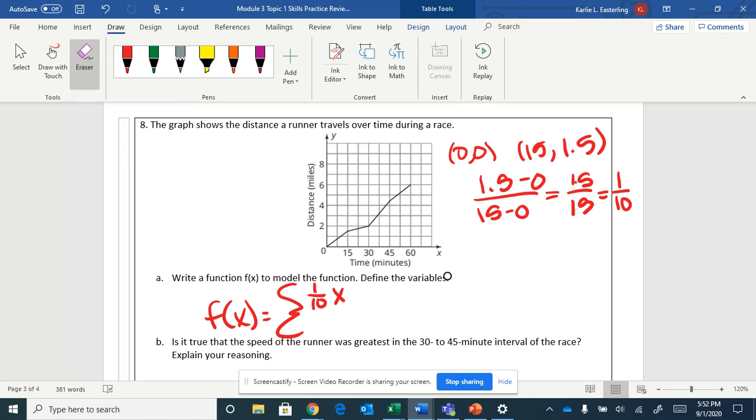So then let's look at the next little piece, and I'm going to erase this over here, so if you need this, pause the video.